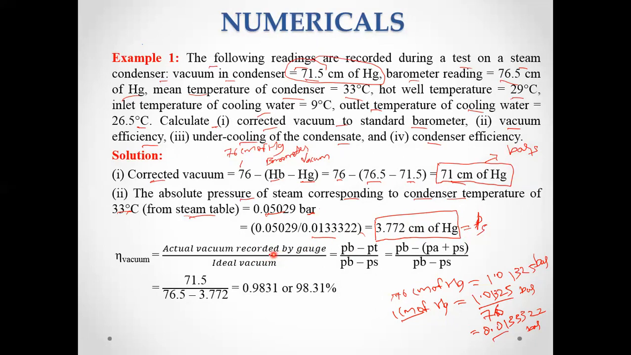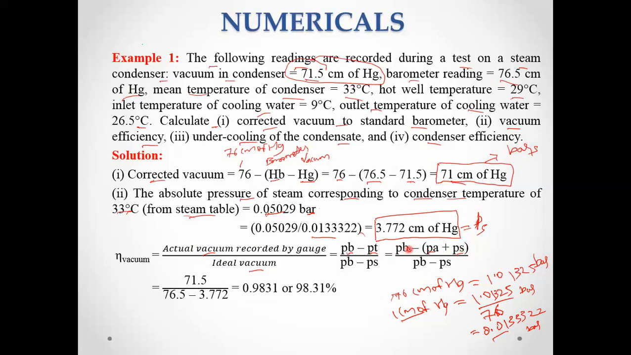If you want to find the vacuum efficiency, it is the actual vacuum recorded by the gauge to the ideal vacuum. Suppose the actual vacuum recorded by the gauge was not given, then we should use this formula, that is PB minus PT. PB means barometric pressure gauge reading minus total pressure. Again, we can write PB minus total pressure as PA plus PS, that is the partial pressure of air and the partial pressure of steam.